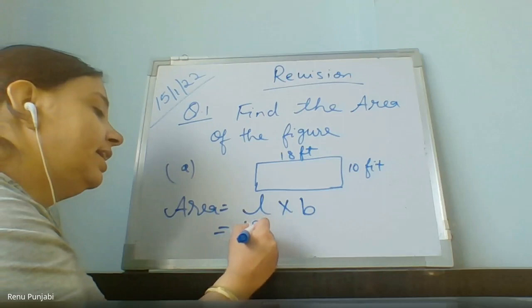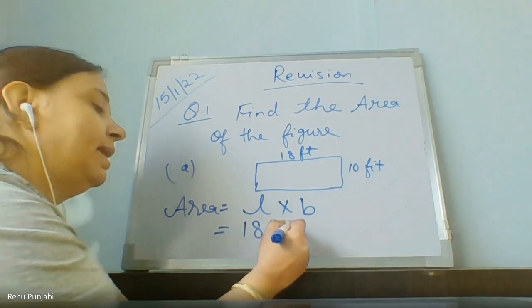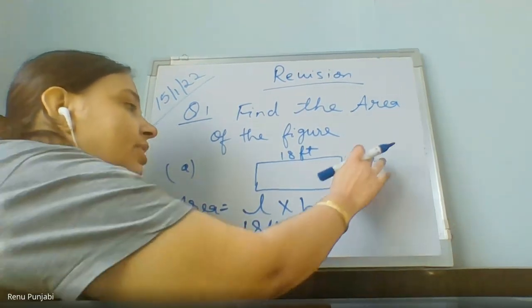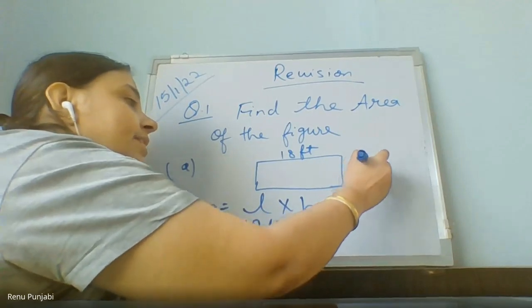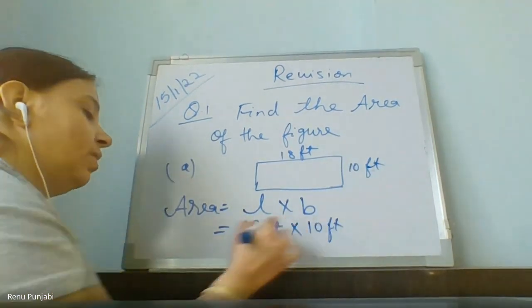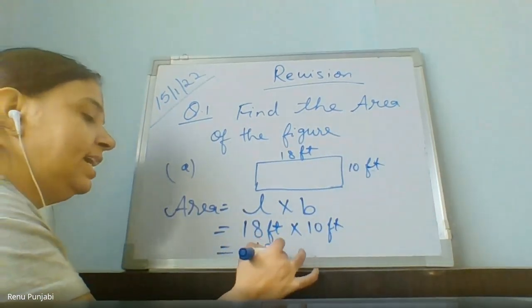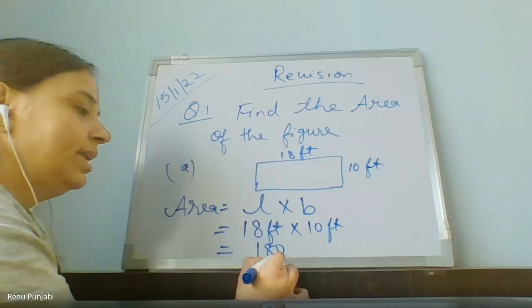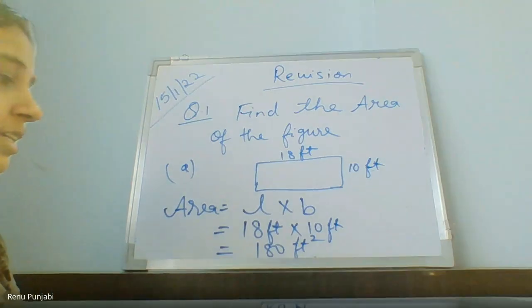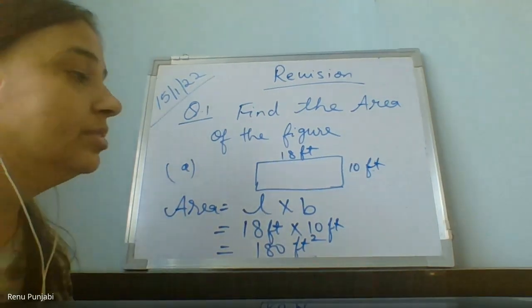180. 18 feet multiplied by 10 feet. Sorry, it is not fit, it is feet. So, what will be the answer? 180 square feet. Yes, 180 square feet.